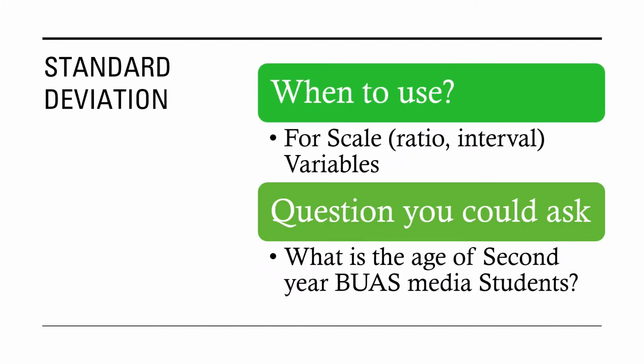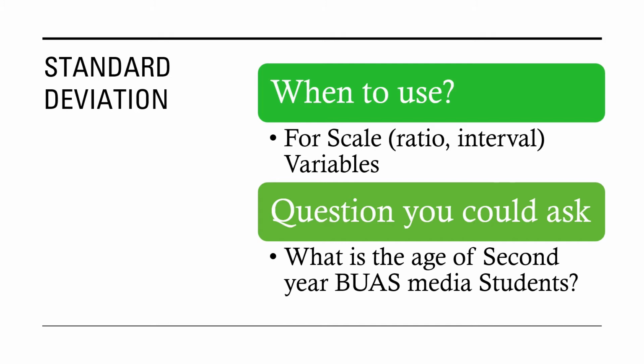They are not to be used in every case. Standard deviation is the first one we will discuss. When to use? For scale, ratio, interval variables. Questions you can ask: what's the age of second year BUAS media students? You will get, of course, the average age, which was 20, as we remembered from the previous video.